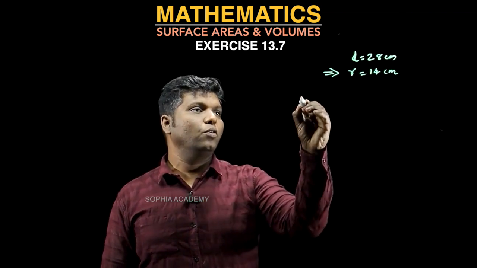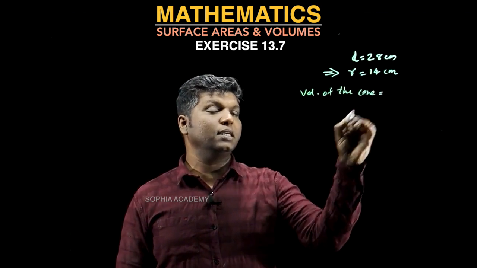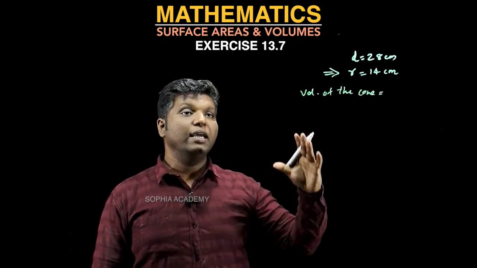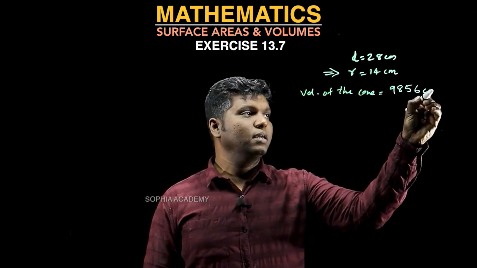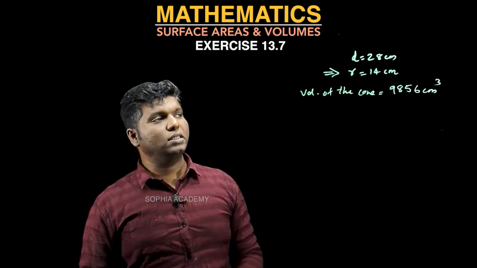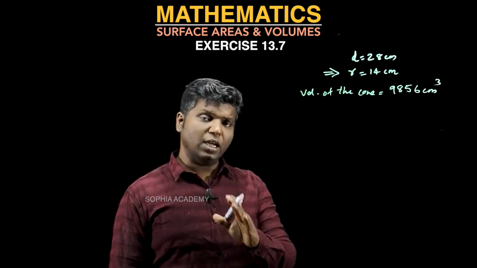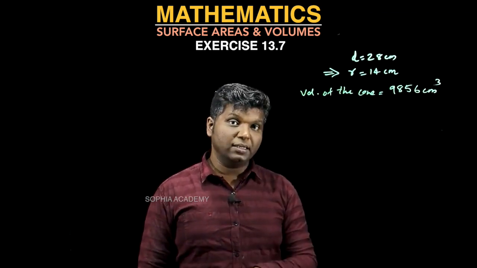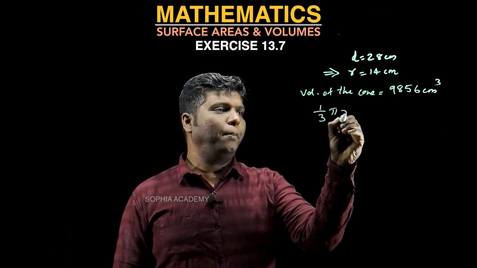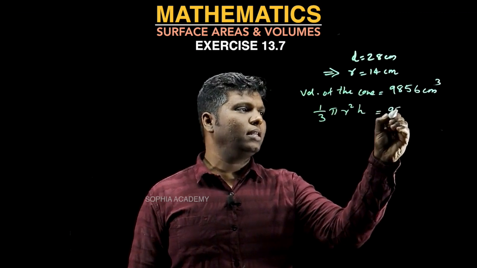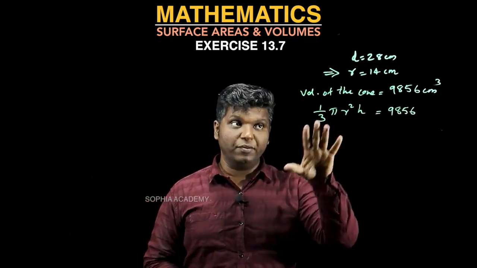Now what is given? Volume of the cone is given. So volume of the cone is equal to 9,856 centimeter cube. Everything is in centimeter itself. Now tell me, what is the equation to find the volume of a cone? It is 1/3 pi r square h. So this implies 1/3 pi r square h is equal to 9,856. Here I am not writing the unit, because from here we are going to start solving our problem.